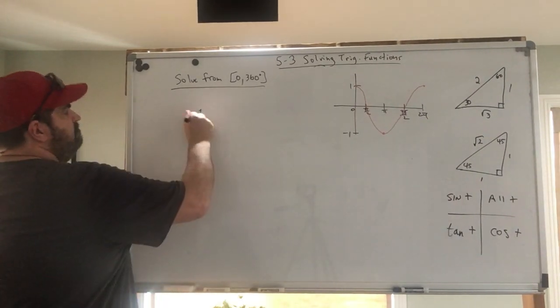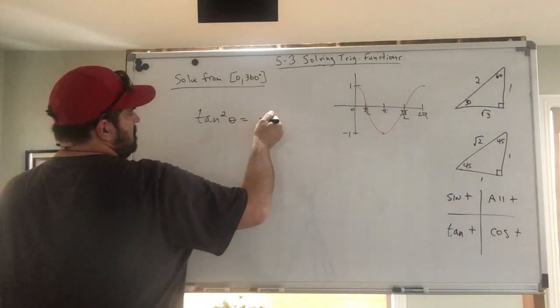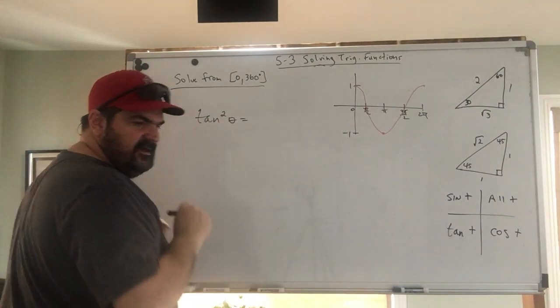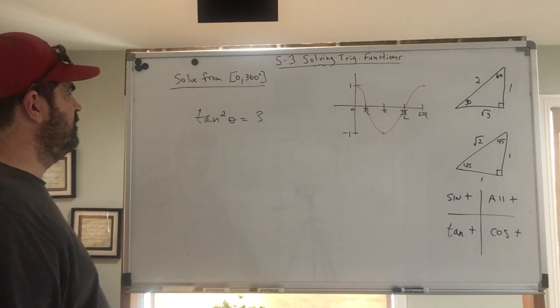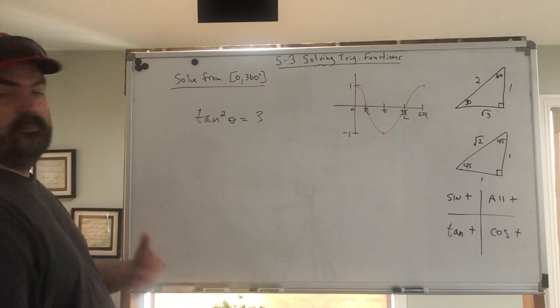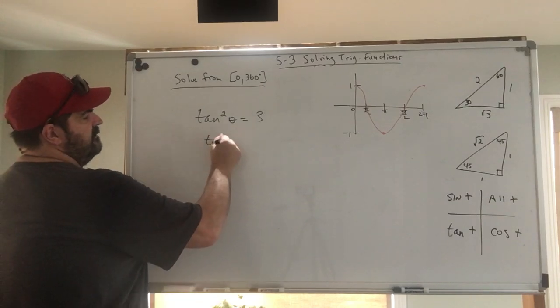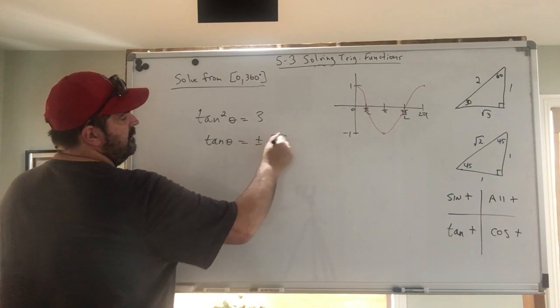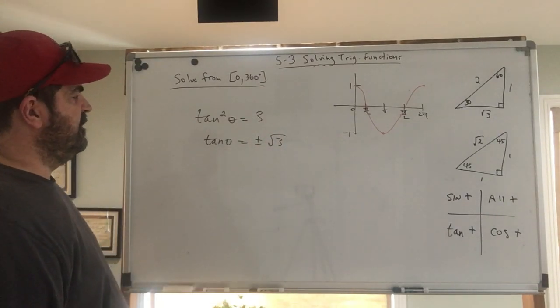So let's do a tangent squared. I think we'll do 3. I did a different one in their notes. Well, you got to take a square root of both sides. Now you could try to bring the 3 over and try to factor and stuff, but if you take the square root of both sides, and remember when you take square root, you get plus or minus. So I get plus or minus root 3.